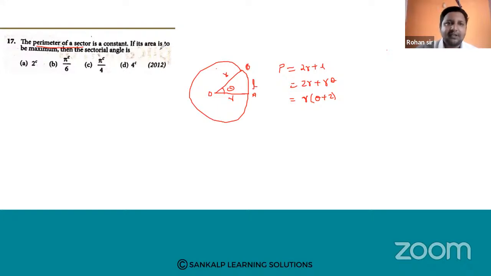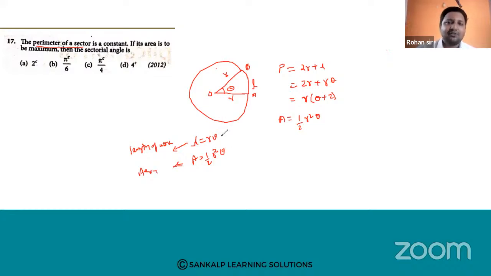If its area is to be maximum, the formula for the area of the sector is A equals half r square theta. So you need to know two formulas. One is l equals r theta, used to calculate the length of the arc of the circle. Another is A equals half r square theta, used to calculate the area of the sector.